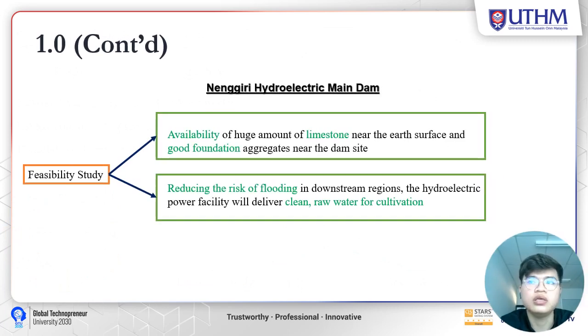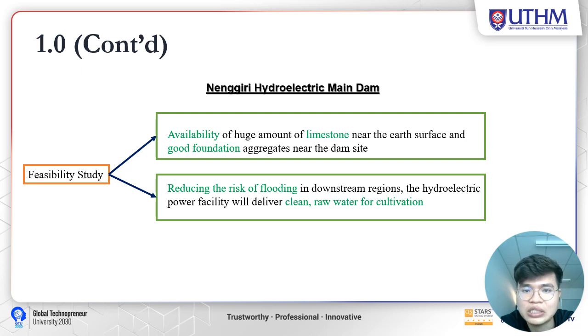RCC should be designed based on the feasibility study, which has been made for the Nenggiri hydroelectric main dam, based on the situation of the site, whether it is applicable or not for construction of RCC, based on the economics and also other factors.